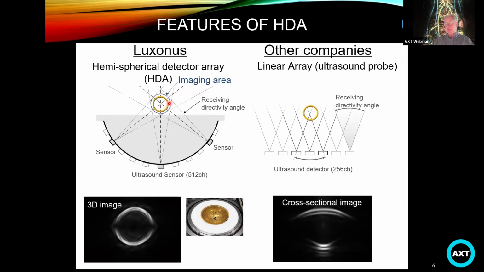In this slide here, we can see that if we have a spherical ring object being excited, then the 3D image that's produced is in fact a circle. If we compare this to linear arrays, which is pretty much in every other photoacoustic imaging system in the market, the cross-sectional image is a sort of distorted version of this circle. Even though it provides imaging information, it is in fact not an anatomically correct image.